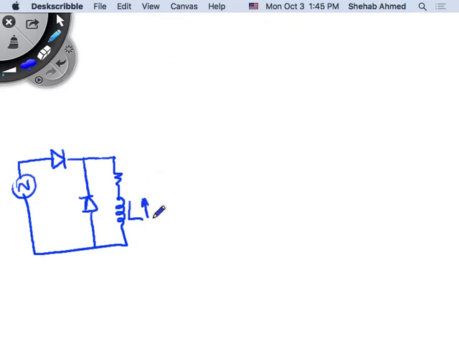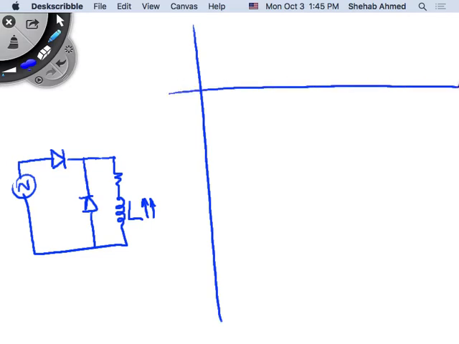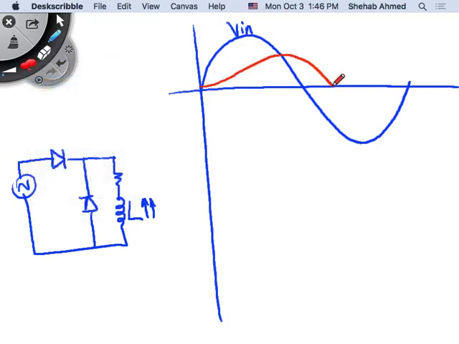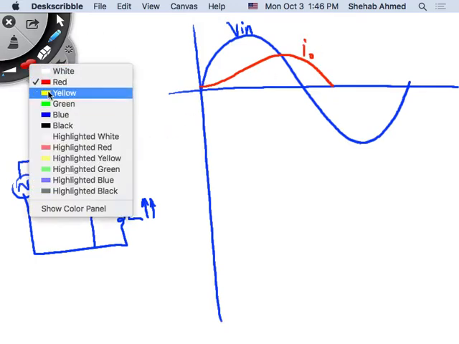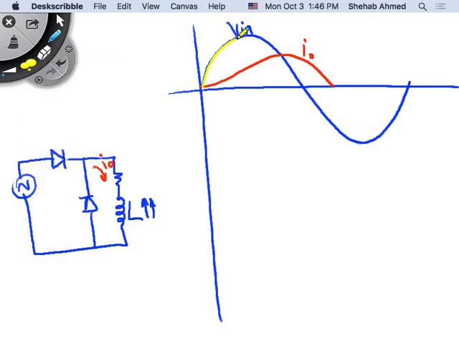So L is large. So L is small. Okay, let me draw the L is small case where we just did. This is the input voltage, right? And this is the output current, I output. And then this is the output voltage, plus minus the output, right?